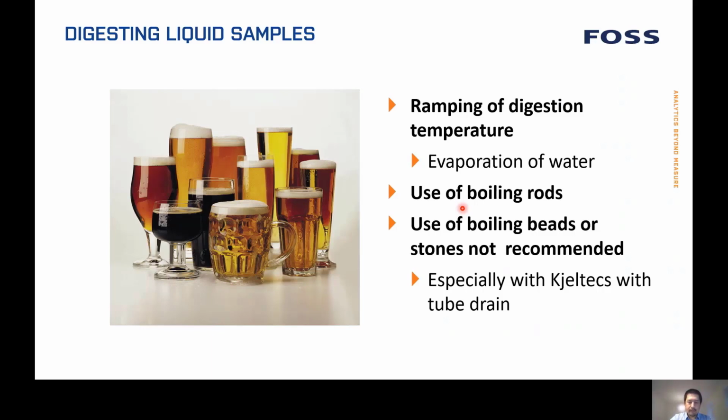The other thing is a boiling rod can be used to control the digestion. But in the FOSS system, we don't recommend you use a boiling bead or boiling stone, because in our Kjeltec there's automatic draining. If you use a bead or stone and you drain it automatically, this stone or bead can block the draining flow. So there's a risk of high pressure in the system, and there'll be an error message. So we still recommend you use a boiling rod to avoid this strong reaction, the bumping inside the digestion tube.